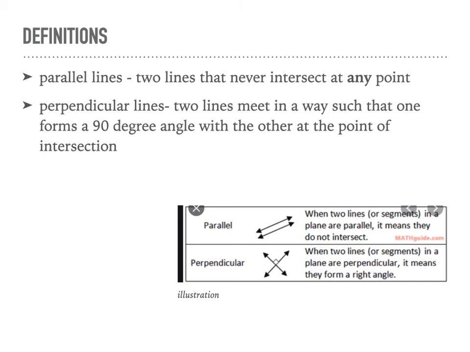Parallel lines are two lines that never intersect at any point. And perpendicular lines are two lines that meet in such a way that one forms a 90-degree angle with the other at the point of intersection. Please refer to the picture shown below for more examples.